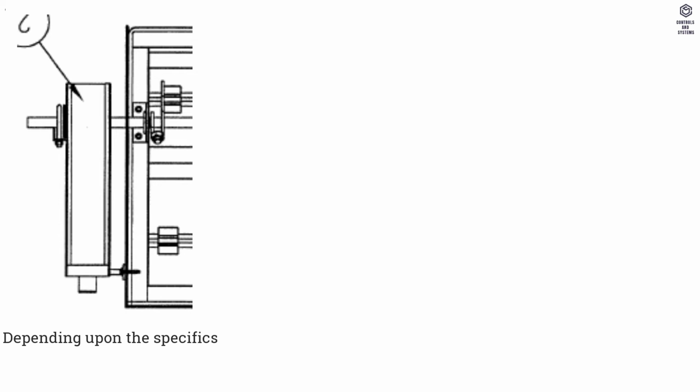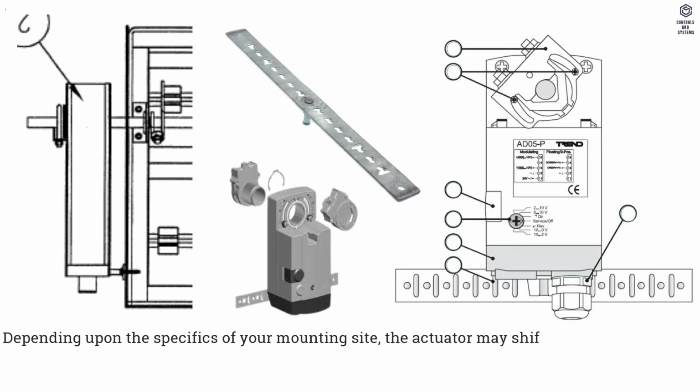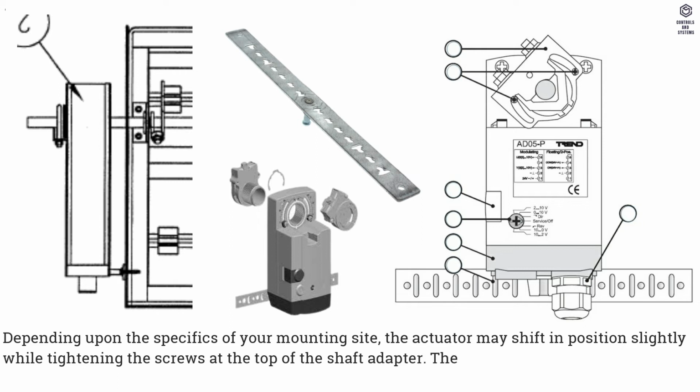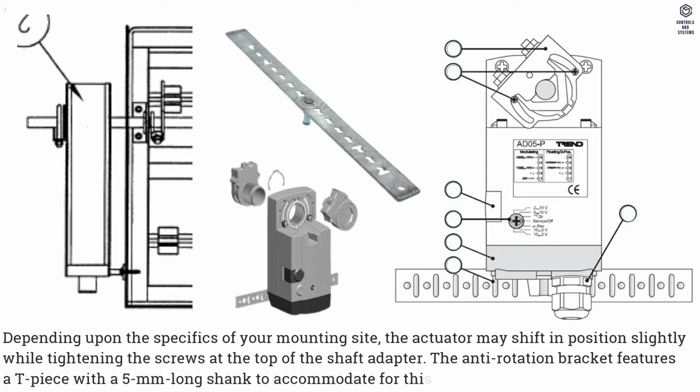Depending upon the specifics of your mounting site, the actuator may shift in position slightly while tightening the screws at the top of the shaft adapter. The anti-rotation bracket features a T-piece with a 5 mm long shank to accommodate for this movement.